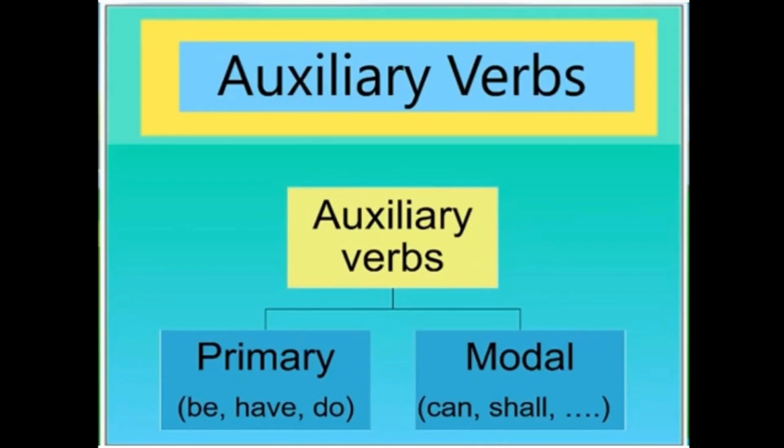Auxiliary verbs are two types. الأفعال المساعدة دي نوعين يا شباب. Auxiliary verbs نوعين. Primary and modal. Primary auxiliary verbs أفعال إيه؟ مساعدة رئيسية. Like be, have, and do. And modal verbs. الأفعال الناقصة. Can, could, shall, should, will, would, etc.